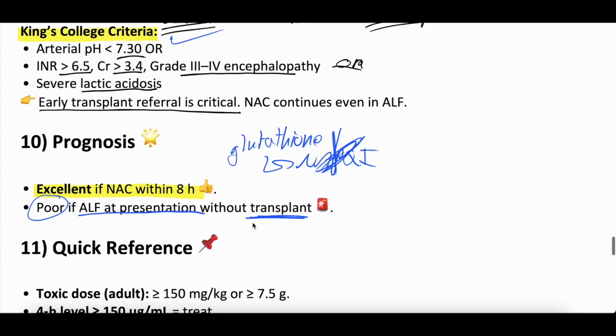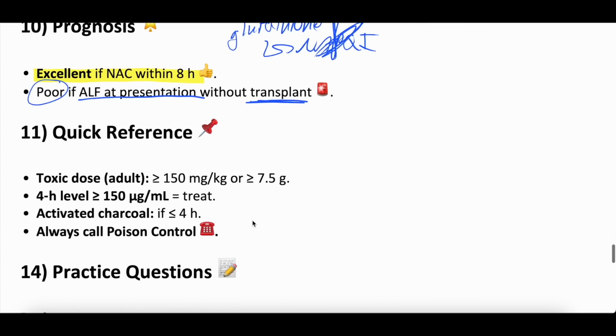All right, we're coming to the end now. Just quick reference guide, and then we'll do some practice questions. So quick reference guide, remember toxic doses in adults are greater than 150 milligrams per kilogram or greater than 7.5 grams for kind of a quick cheat. So keep that number in mind. If the 4-hour level in someone who did not take co-ingestions, took only immediate release and has a really defined timeline, if that 4-hour level is greater than 150, treat. Let's get this out of here.